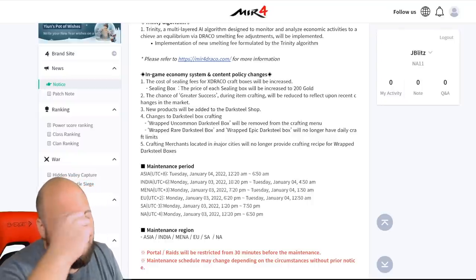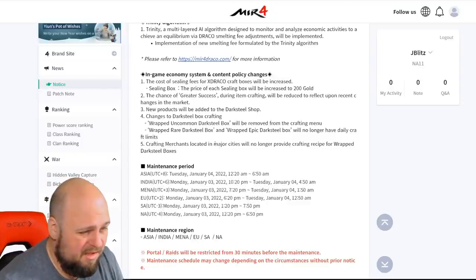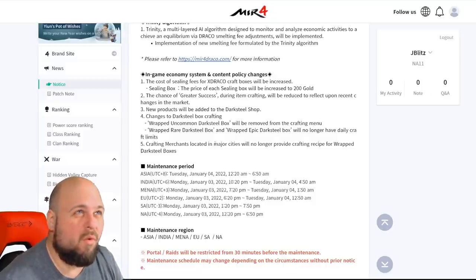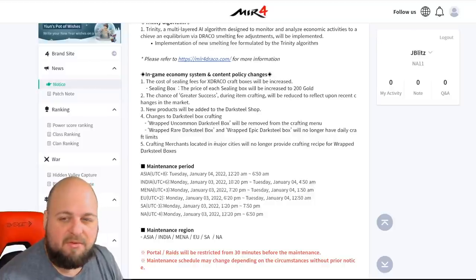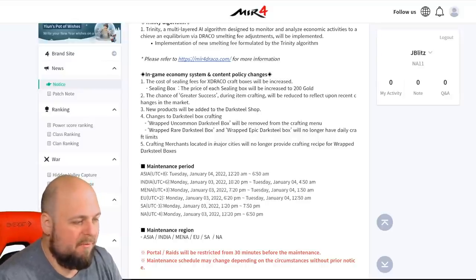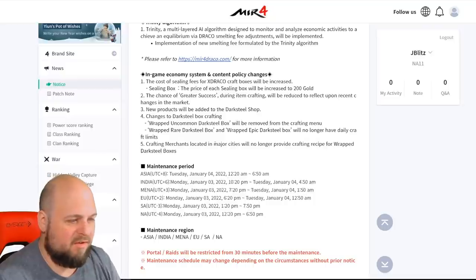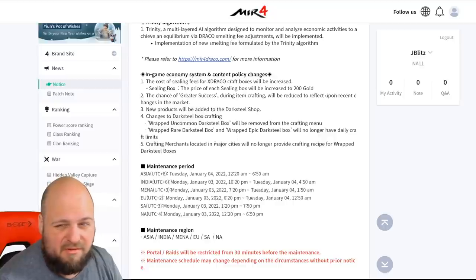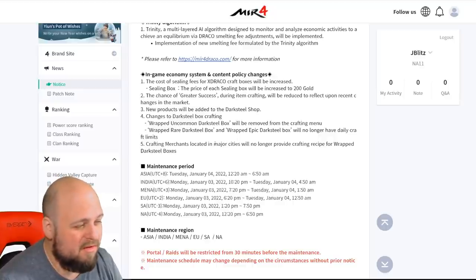Now, I'm not sure if this is the merchant that you can just buy the boxes straight from for like 1.1 million Darksteel versus having to buy the boxes. I think what they're doing is forcing you into actually buying the boxes off of the shop in order to wrap the Darksteel. I'm not 100% sure though. I think before that was cheaper anyway. I'm not 100% sure. So I'm not sure if this is a big deal or what.